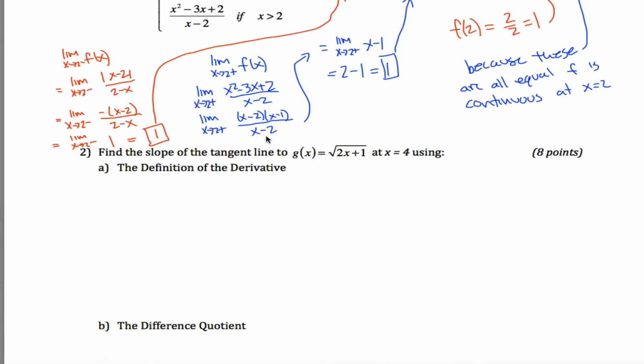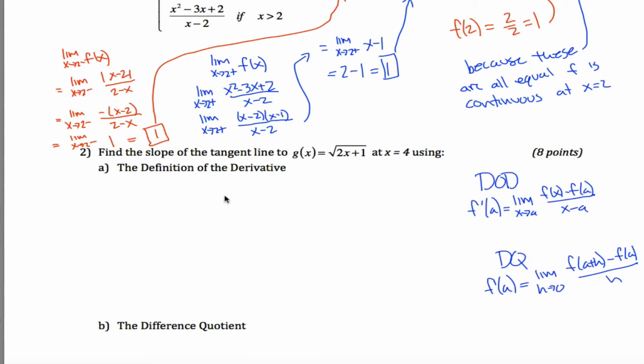All right, moving on. Find the slope of the tangent line to this function at x equals 4 using both the definition of the derivative and the difference quotient. Okay, so if I'm going to ask you to use the definition of the derivative and the difference quotient, I should make note of what those things are. Those are listed over here.